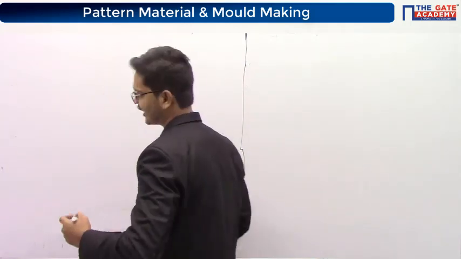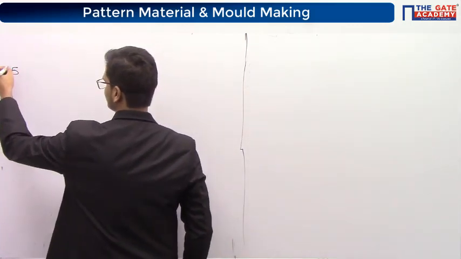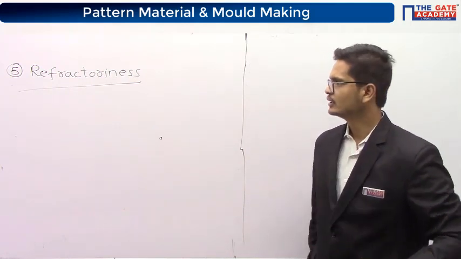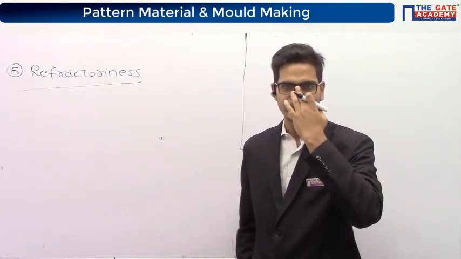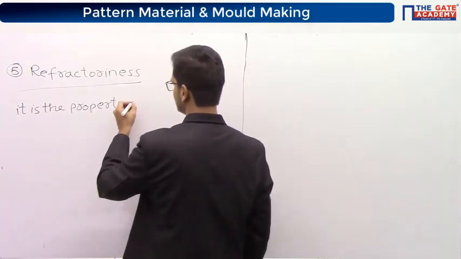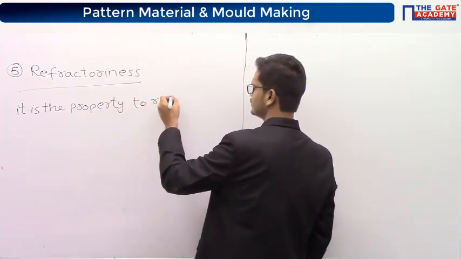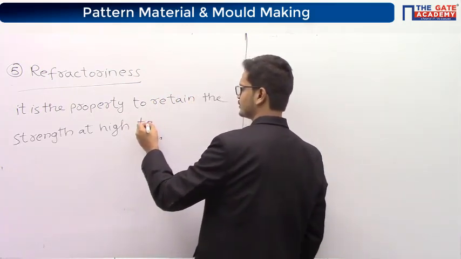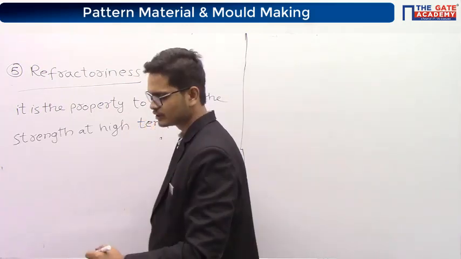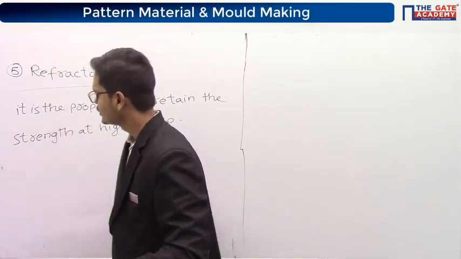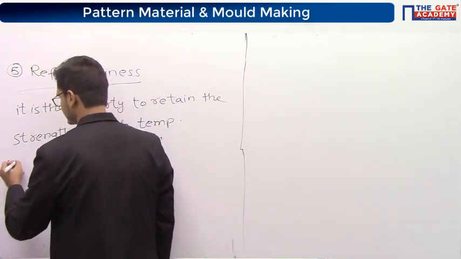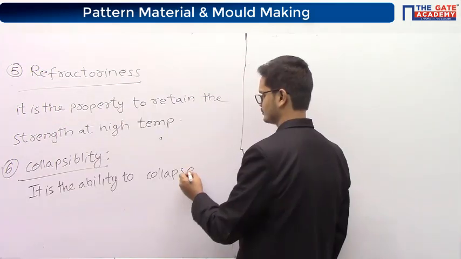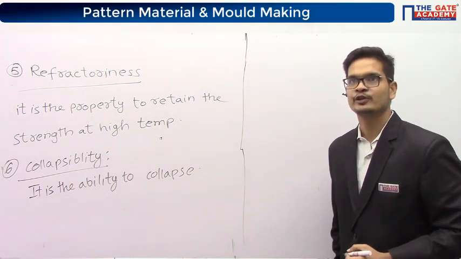Then we have refractoriness. The fifth property is, as I said, the property to retain the strength even at high temperature. This is refractoriness. Then we have collapsibility. It is the ability to collapse.